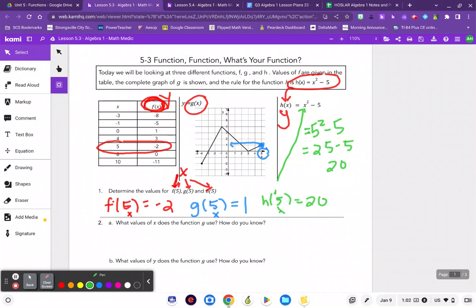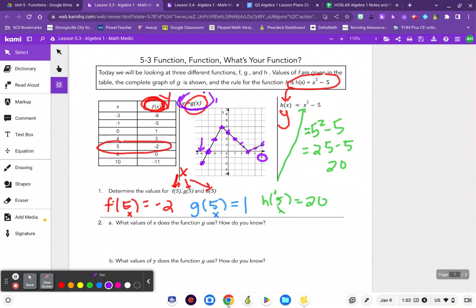All right, 2a says, what values of x does the function g use? So again, I'm up here at g, and it looks to me like I have points that are plotted. Let me go back and erase some things here. What values of x? So I'm looking at all the numbers on the x-axis that get used for this graph. For example, an x value of -4 gets used for that graph. An x value of -3 gets used. An x value of -2, -1, 0, an x value of 1, 2, 3, an x value of 4 and 5. All of those are x values that get used for the graph.